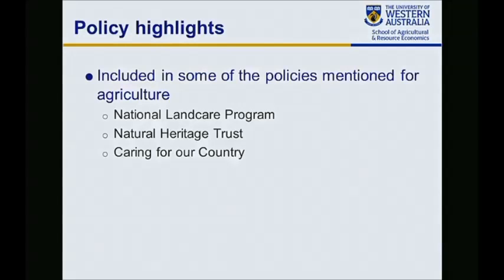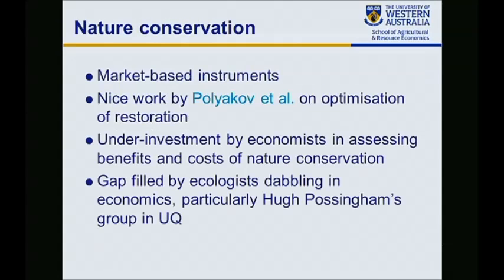Nature conservation I can do quickly because there's not a lot of work in this area. There's some funding available under those same programs I've already mentioned. I could have, as I said, mentioned this under the topic of market-based instruments, but I've already talked about that. There is some nice economics work in this area, some done by Maxim on spatial optimisation of restoration. But overall, I think 13 papers is a big underinvestment by economists, or by the funders of economists, in assessing the benefits and costs of nature conservation generally.